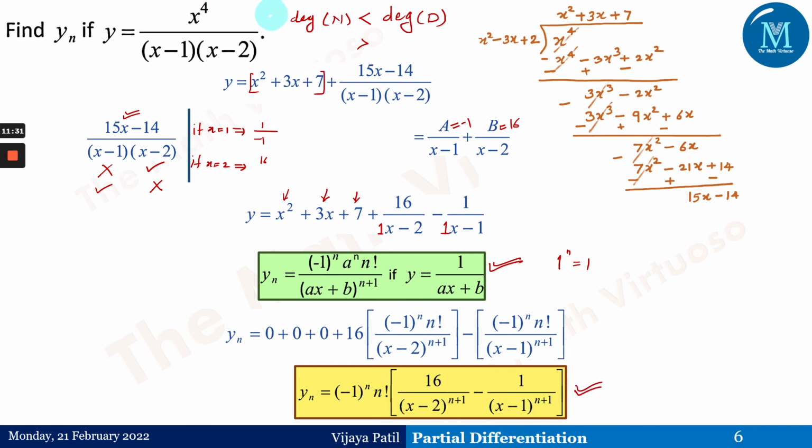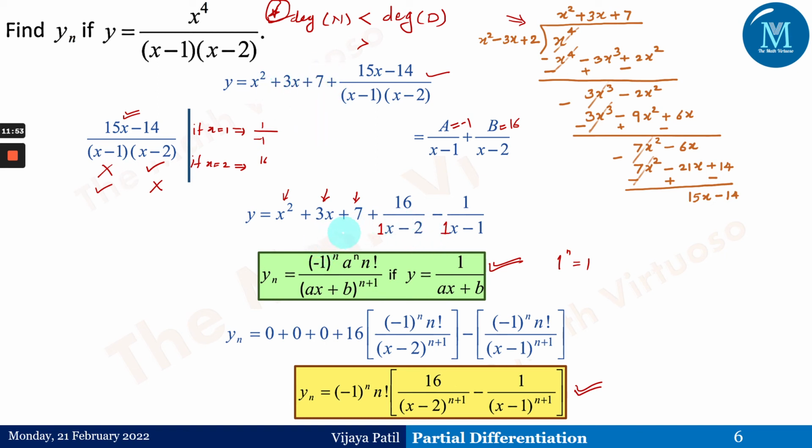The important step to note down here is that the degree of the numerator should be strictly less than the degree of the denominator. If they are equal or the numerator is greater, we have to go for the actual division method first, get the remainder, write down the function in this way, and then proceed the way we have done it in this case.